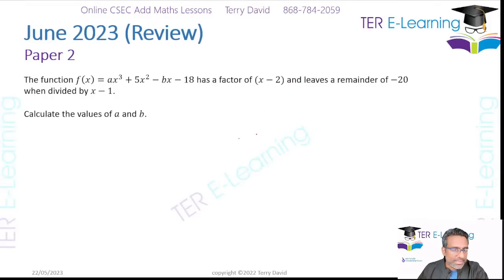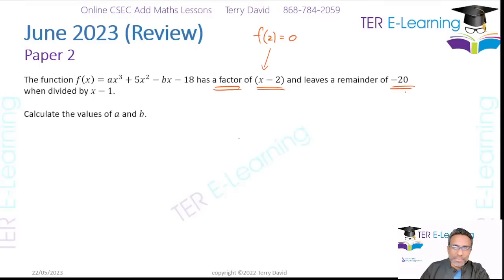Now these questions, even though they may look simple, you need to be very careful when you're working them out. So you have a function f of x, and they are telling us that x minus 2 is a factor. If it's a factor, it means that when I divide by x minus 2, I am not going to get a remainder. So f of 2 has to be equal to 0.